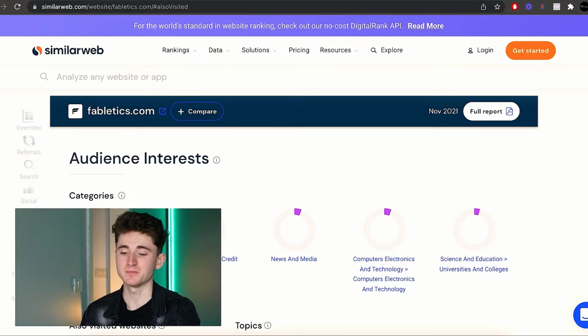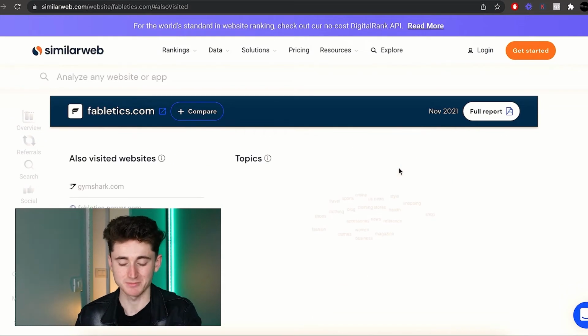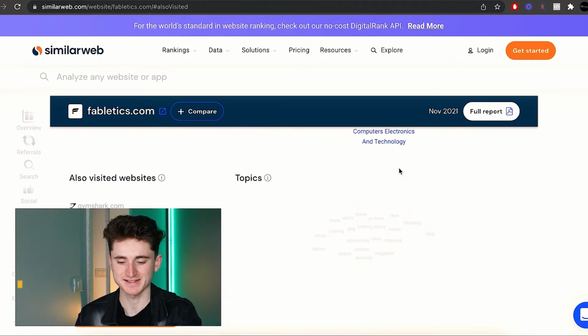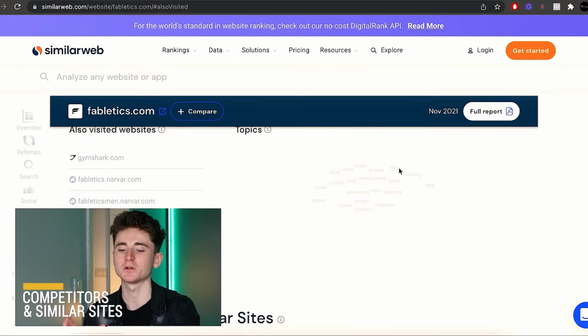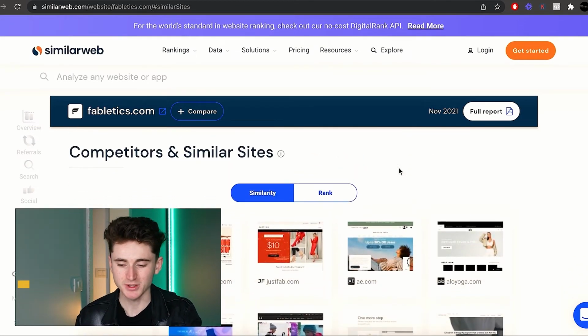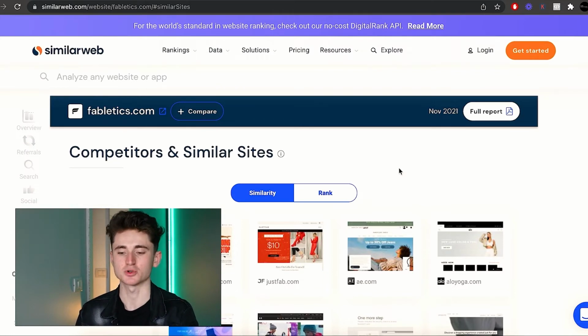And you can go even more in depth and find out some other interests. For that, you'll need to create an account, and yes, you'll have to pay for that, but you'll have at least a 7-day free trial. And moving forward, another section is the competitors and similar sites. I think this is the golden nugget, because here you can literally find thousands of websites that are similar to this one. And why is this so powerful?